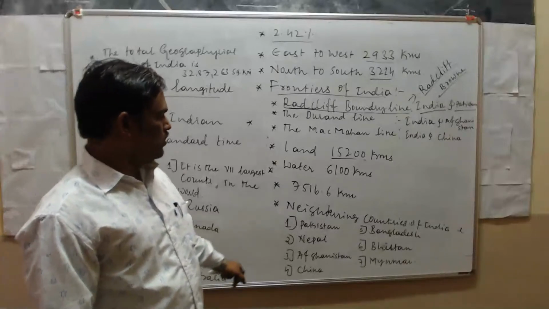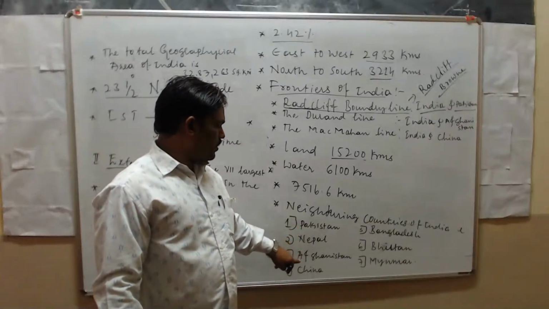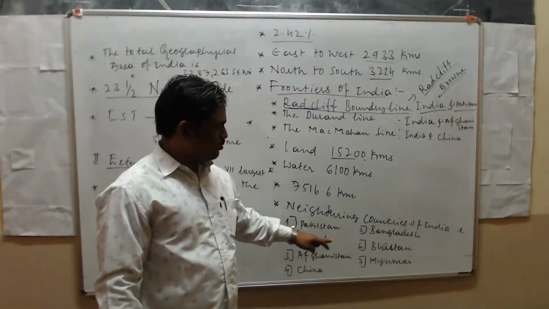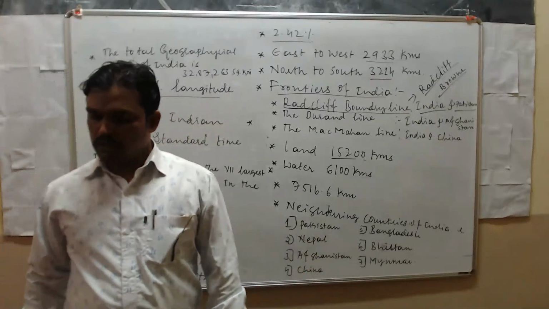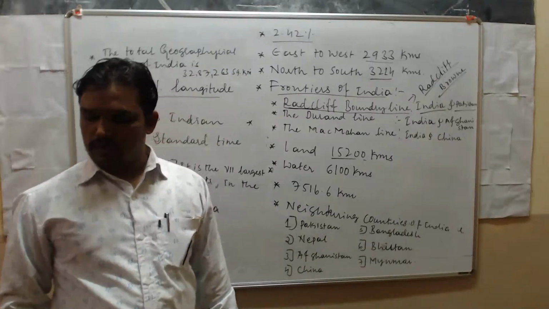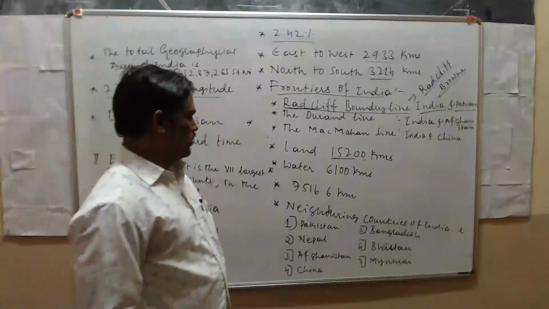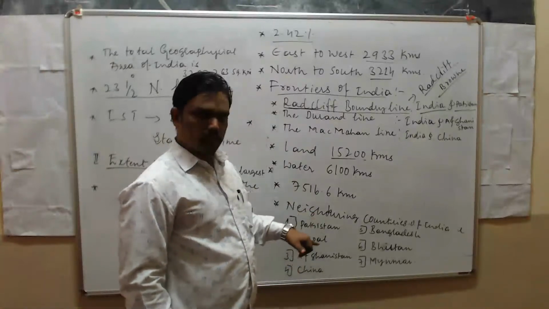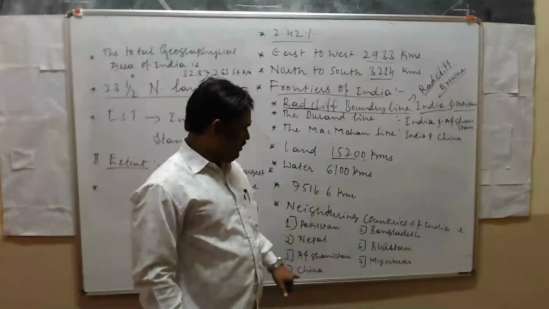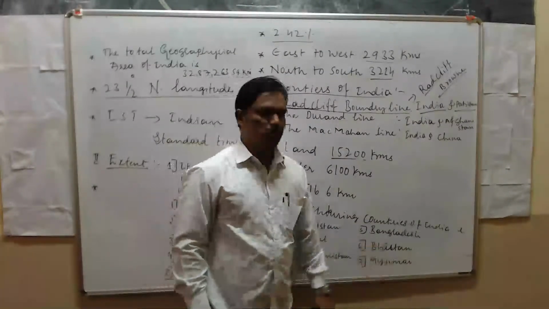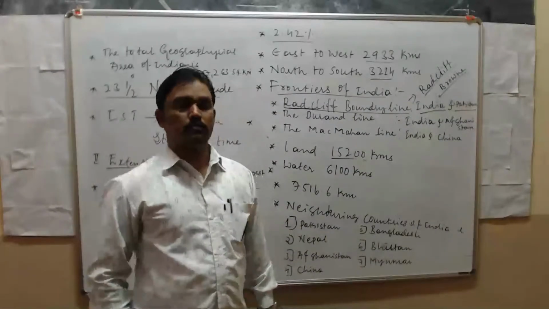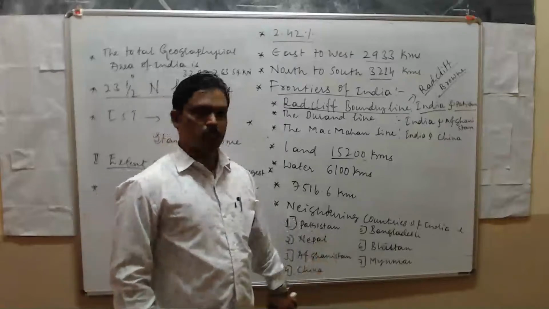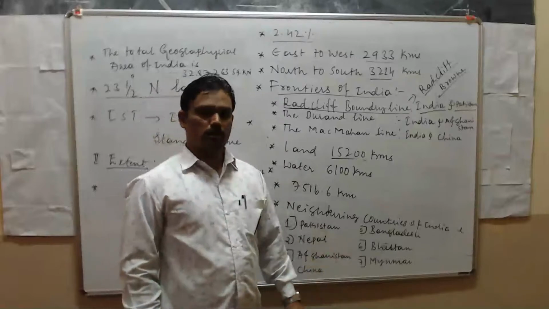Now I told you Pakistan, Nepal, Afghanistan, China, Bangladesh, Bhutan, Myanmar. These are the seven neighboring countries of India. Is it clear? These are the neighboring countries of India. It's very important for 2 marks. Many times it came: which are the neighboring countries of India? See, these are the seven neighboring countries.